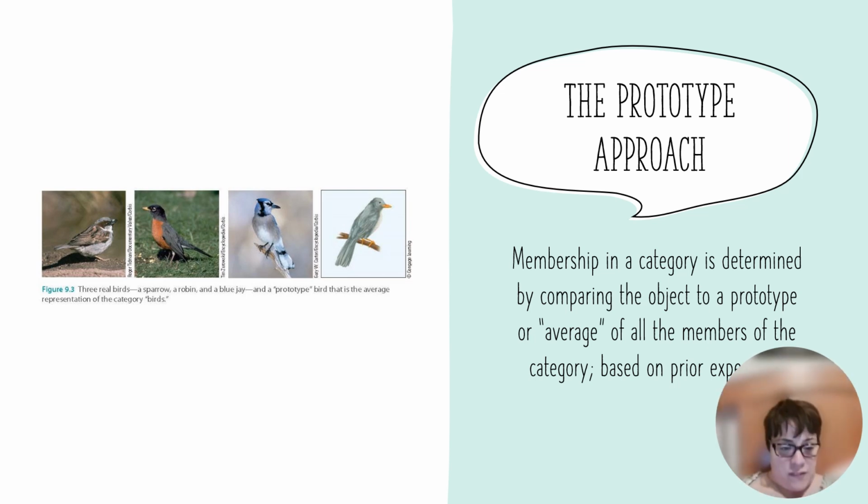Right? So, as you can see, if your typical exemplars of the bird category are sparrows, robins, and blue jays, shown in the first three images of that diagram, then your prototype is sort of a summation or average of all of those features. So your prototype in this case isn't an actual bird, but rather a conglomeration of some components of blue jays, robins, and sparrows, right? So membership in a category is determined by comparing the novel object to a prototype or average of all of the members of a category based on prior experience.